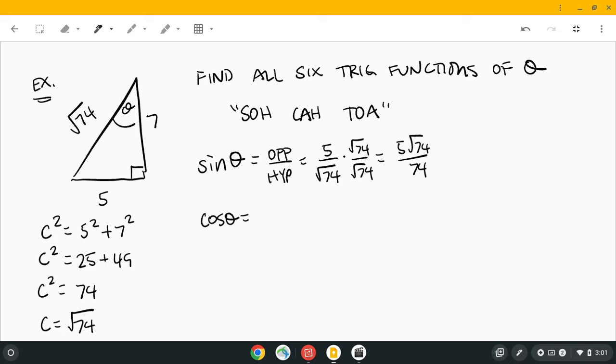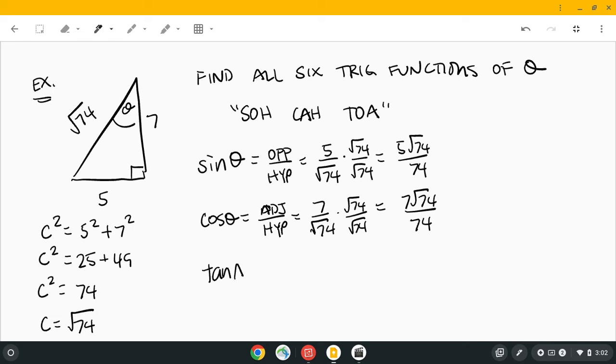Cosine theta is adjacent over hypotenuse. So here, the adjacent side is 7, and the hypotenuse is square root 74. So let me write it down first: adjacent over hypotenuse. So that would be 7 over square root 74. Rationalize the denominator. Let's multiply by square root 74 over square root 74, and we get 7 times square root 74 over 74. And then tangent theta.